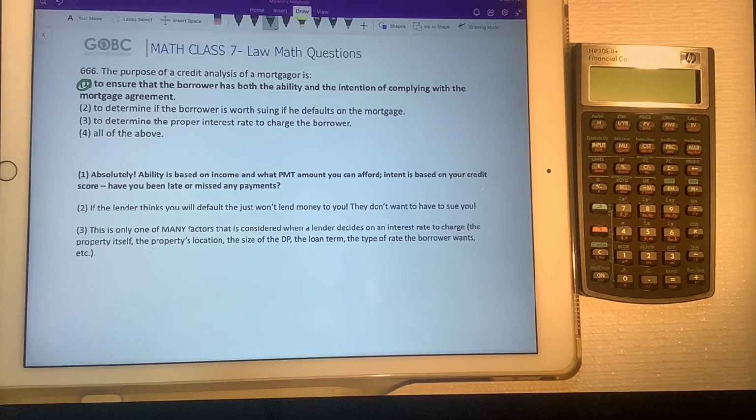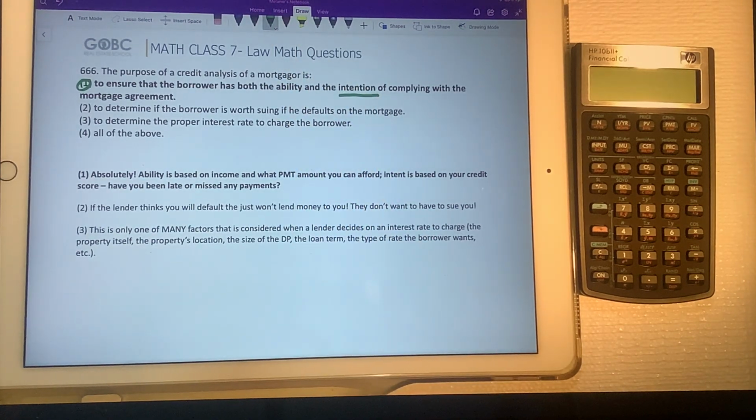So they look at your credit history, they look at whether you've had late payments, whether you've had missed payments, all of that kind of stuff. What other types of loans do you have? Have you been good about paying everything? Are there certain ones that you prioritize over others? All of those kinds of things. So that is what they mean by the intention.